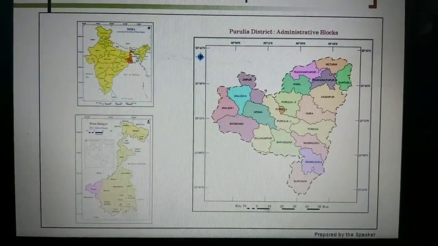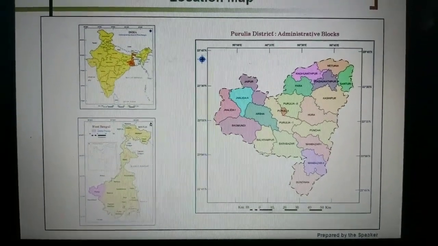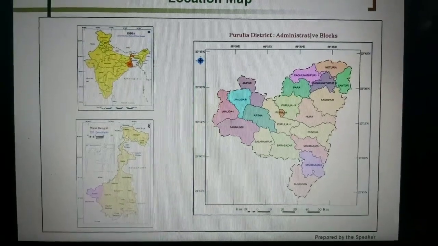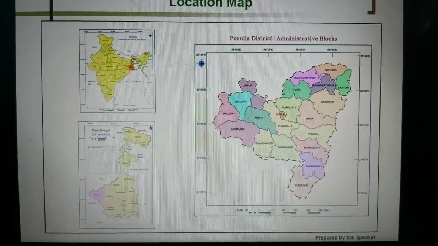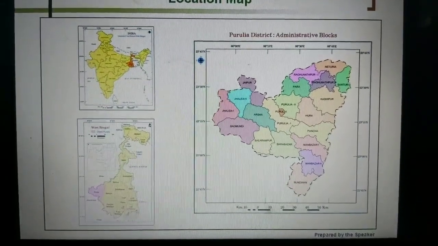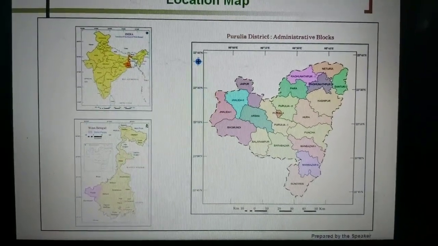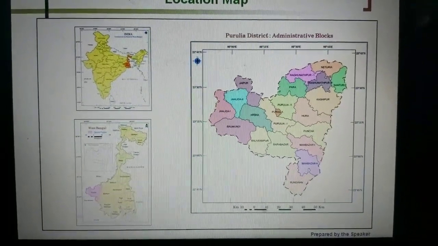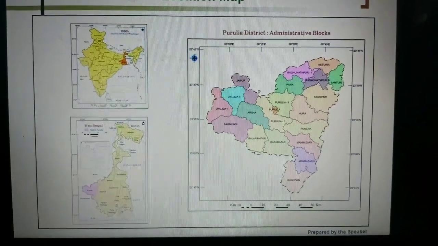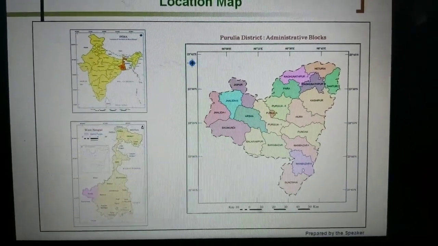But why is it so? Because Purulia district has the second highest percentage of tribal population concentration, just after Jalpaiguri district in West Bengal, about 20% of the total population. So the whole area is identified as backward. It is also known as a scheduled area.